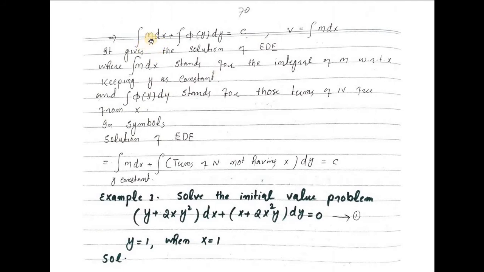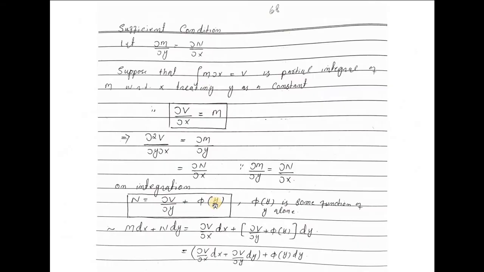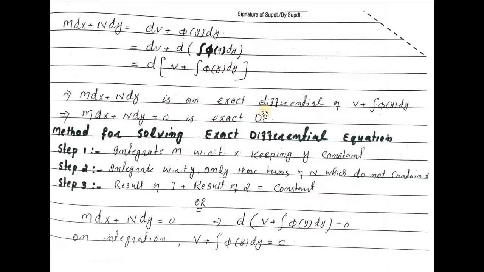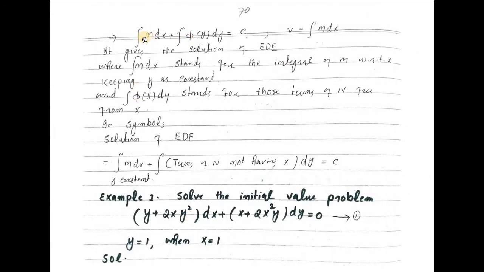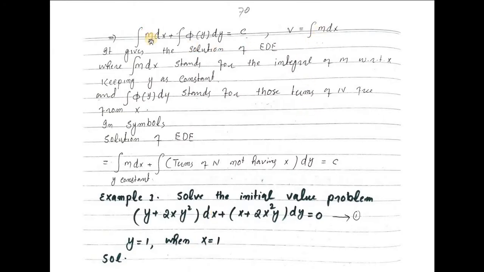Integral of m. What is v? V is the function whose value is the integral of m. So putting the value for v, its value is integral m dx. So we have integral m dx plus integral of pi y dy is equal to c, where v has been replaced by its value.